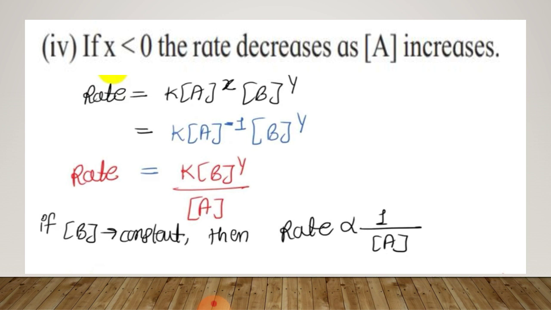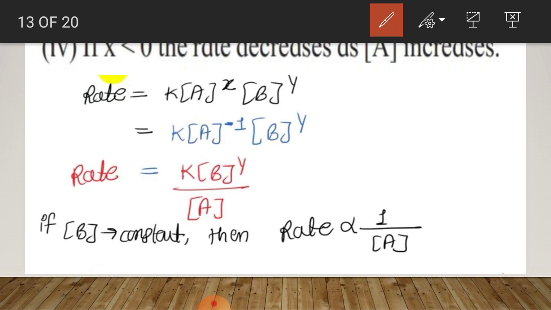I have taken an example over here. Suppose we are taking X equal to -1. So your rate equation is: rate of the reaction is equal to K, concentration of A raised to X, concentration of B raised to Y. In place of X, I am writing -1. It will come to the ratio, so the rate is proportional to 1 upon A. If B is constant, the rate is inversely proportional to A.